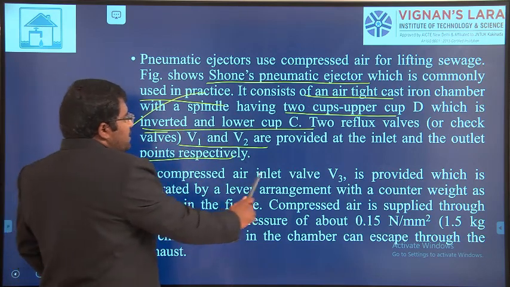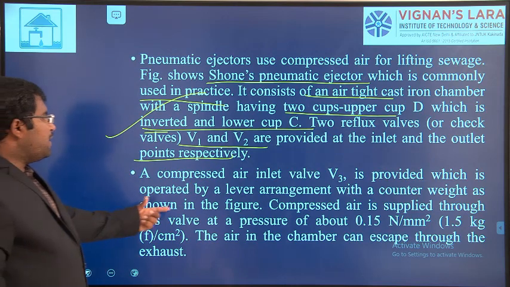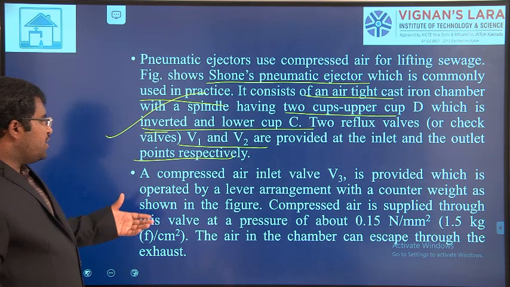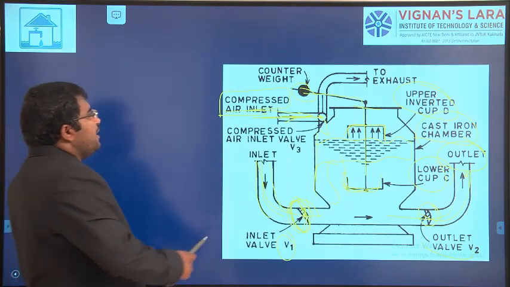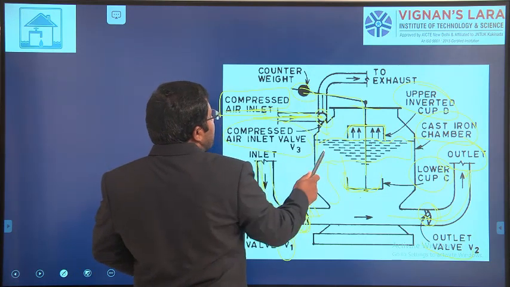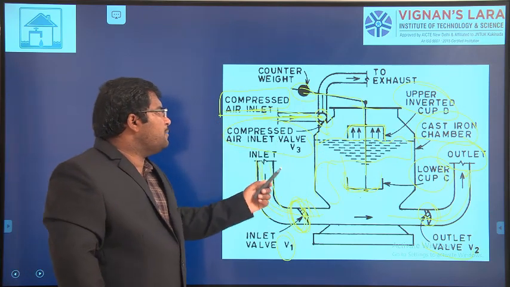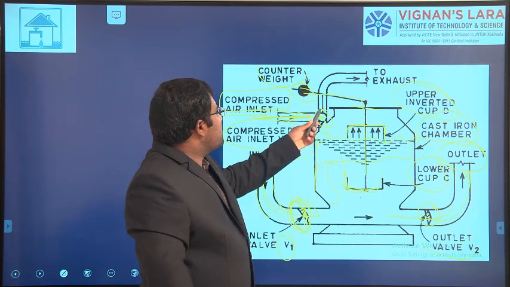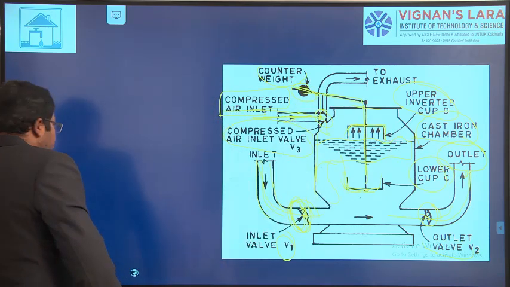Next, a compressed air inlet valve V3 is provided, which is operated by a lever arrangement with a counterweight, as shown in the figure. Here we have a valve V3. This is the compressed air inlet, where the compressed air will come, and it is also fitted with a counterweight. Once it is open, this will be operated.